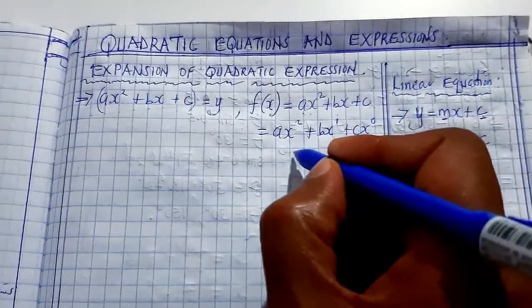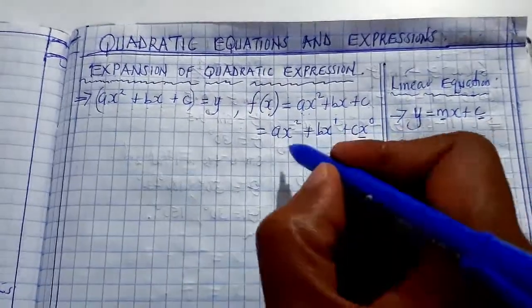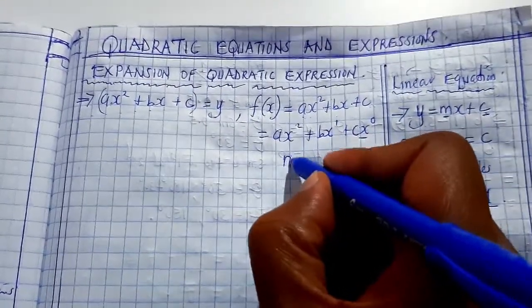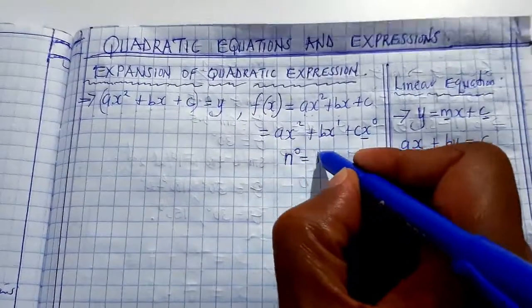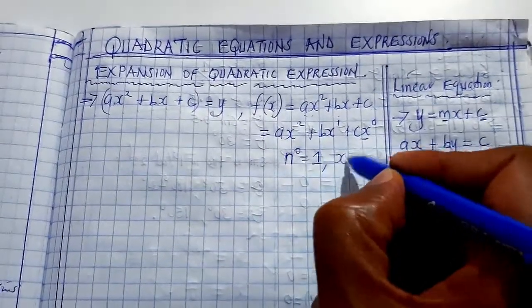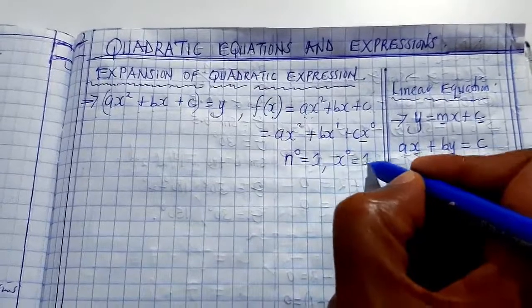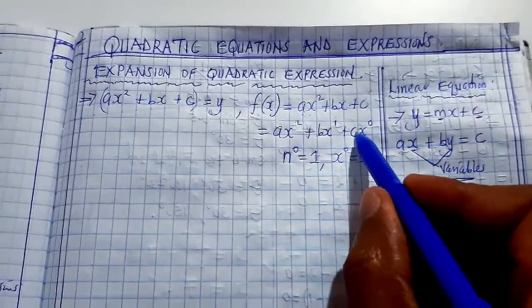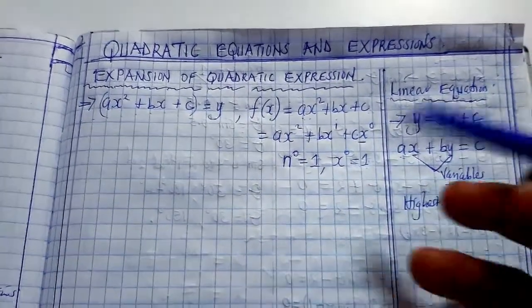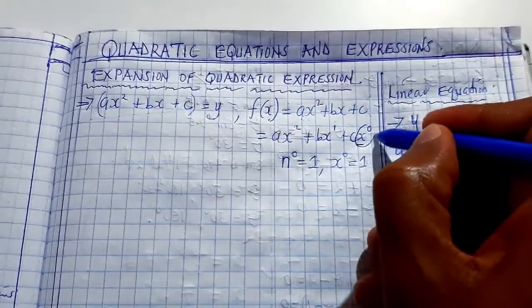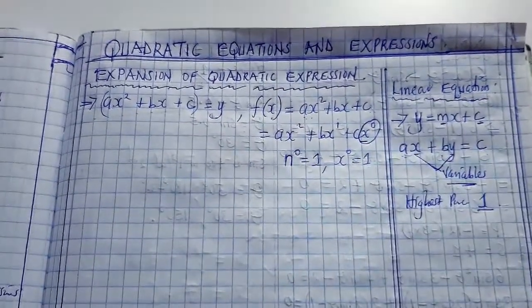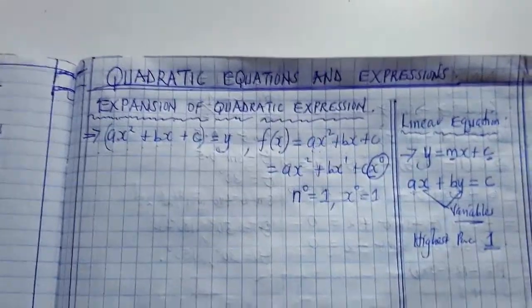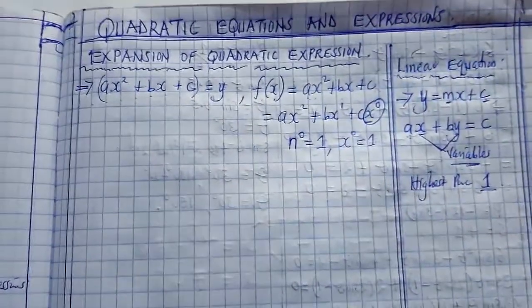But remember that indices tell us that any number n to power 0 is always equal to 1. Therefore, x power 0 equals 1. And when you take 1 and multiply by c, you remain with c, which is a constant. So there is no need of writing x power 0, and that is basically why we don't write it when writing a quadratic expression.